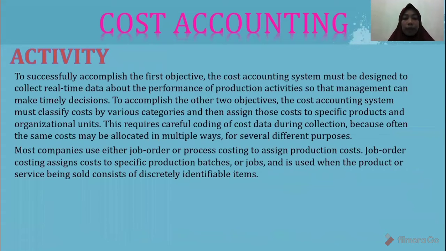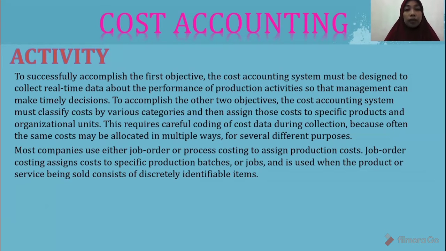The final step in the production cycle is cost accounting. The three principal objectives of the cost accounting system are, number one, to provide information for planning, controlling, and evaluating the performance of production operations. Number two, to provide accurate cost data about products for use in pricing and product mix decisions. Number three, to collect and process the information used to calculate the inventory and cost of goods sold values that appear in the company's financial statements.